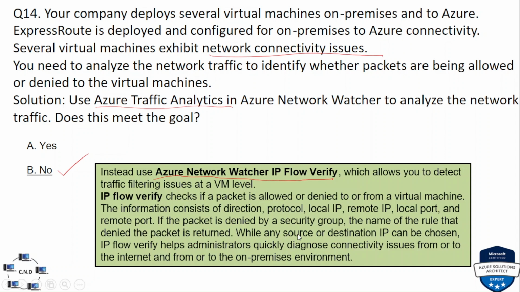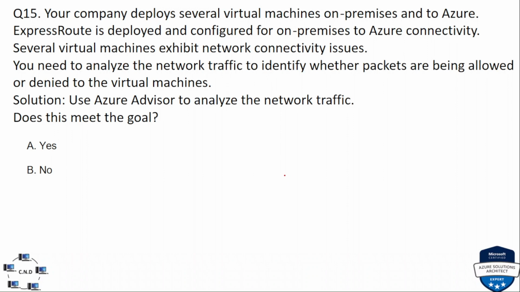While any source or destination IP can be chosen, IP Flow Verify helps administrators quickly diagnose connectivity issues from or to the internet and from or to the on-premises network. So, if you want to know whether the security group or security policies are blocking your traffic, you can use the Azure Network Watcher IP Flow Verify.